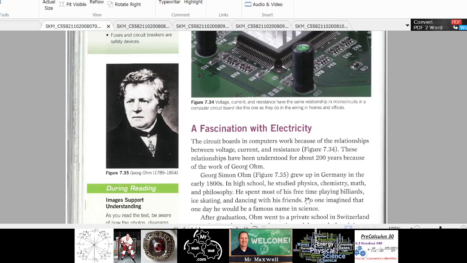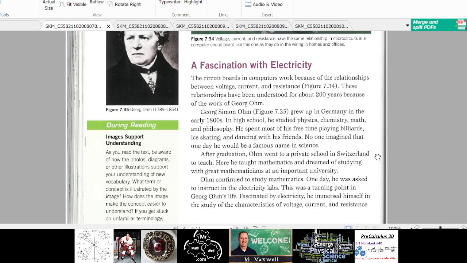In high school, he studied physics, chemistry, math, and philosophy. He spent most of his free time playing billiards, which is like pool, ice skating, and dancing with his friends. All right. No one imagined that one day he would be a famous name in science. After graduation, Ohm went to a private school in Switzerland to teach, where he taught mathematics and dreamed of studying with great mathematicians at an important university.